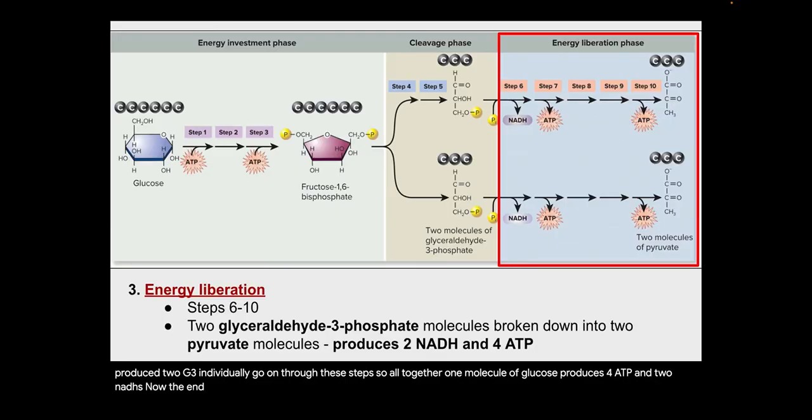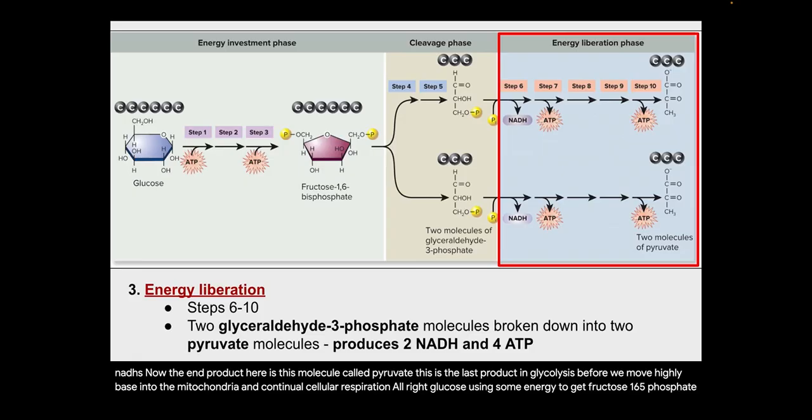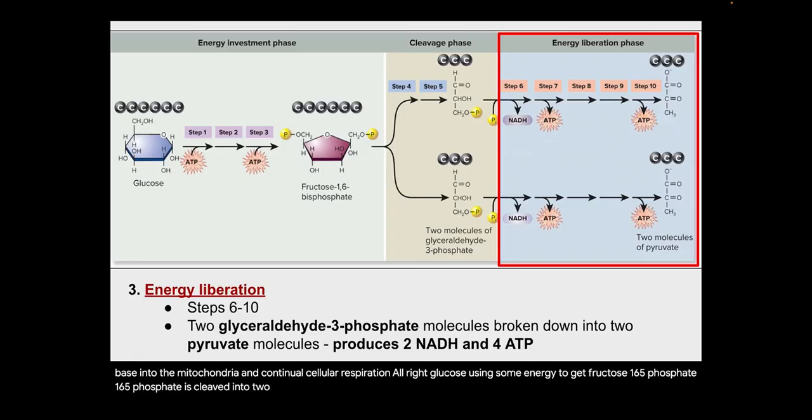Now the end product here is this molecule called pyruvate. This is the last product in glycolysis before we move pyruvate into the mitochondria and continue on with cellular respiration. All right. Glucose, using some energy, gets us fructose 1,6-biphosphate. Fructose 1,6-biphosphate is cleaved into 2, and we get 2 molecules of glyceraldehyde 3-phosphate, which then, through a series of reactions, turns into pyruvate and releases ATP and NADH.